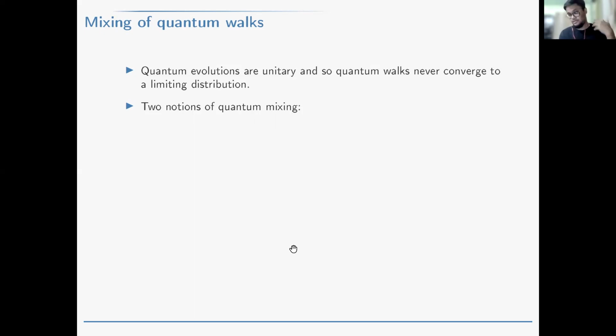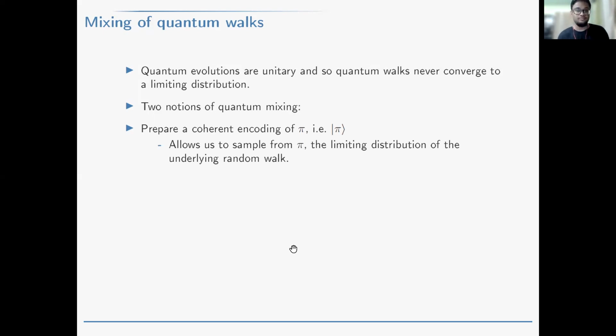That's one difference. In the case of a classical random walk, no matter where you started from, you always converged to a limiting stationary distribution. But in the quantum case, you don't. You're just rotating. So in that sense, the definition of mixing in the context of quantum walks becomes slightly more tricky. There are two notions of quantum mixing.